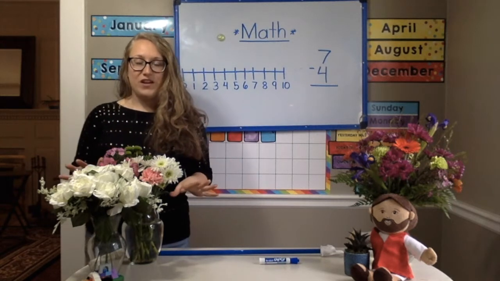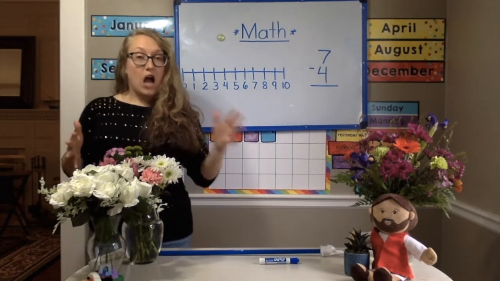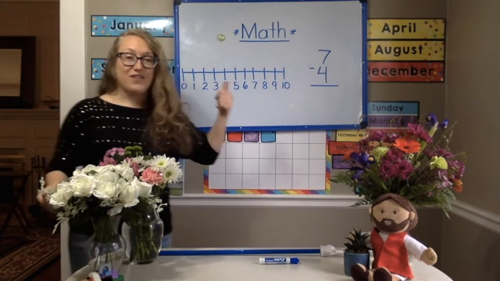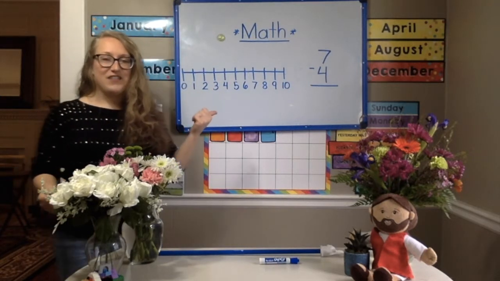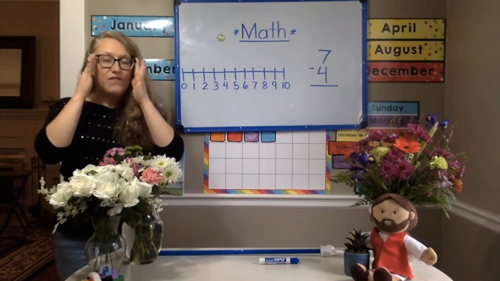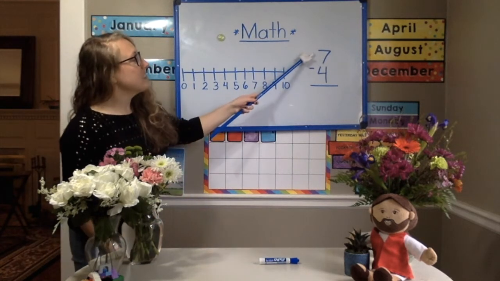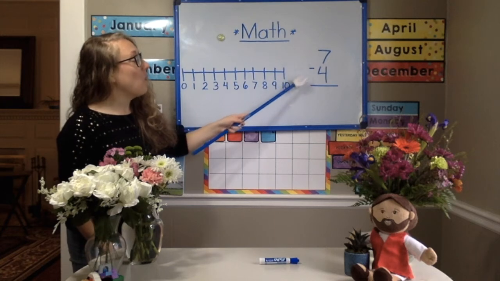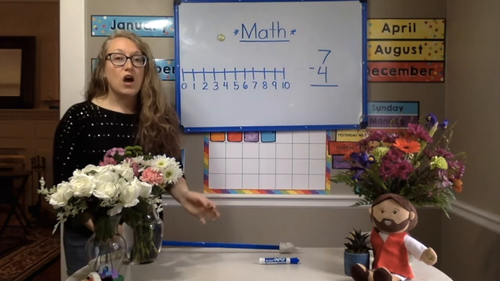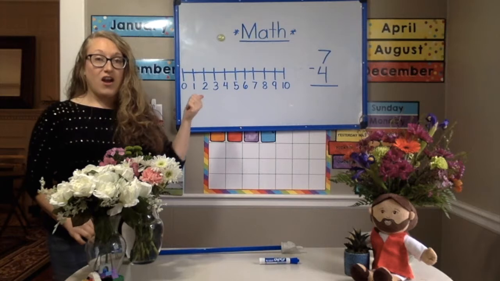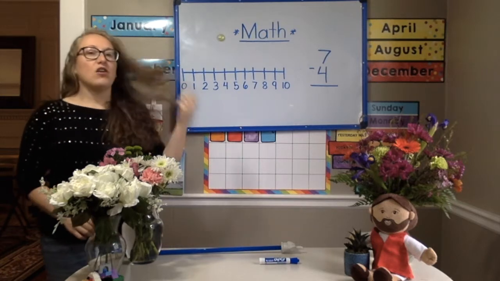It's called the difference. So instead of using objects or pictures today, we are going to use a number line, kindergarten. So let's check out our very first subtraction problem today. It says 7 minus 4 equals. So let's see what we need to do on our number line to solve this problem.